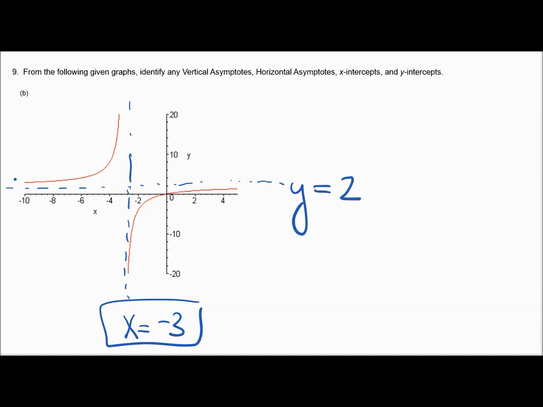Now, we're looking for intercepts. So where the graph crosses the x-axis and the y-axis, and I notice actually that's in the same place on this problem, right here. So the x-intercept is 0, 0, and the y-intercept is also 0, 0.